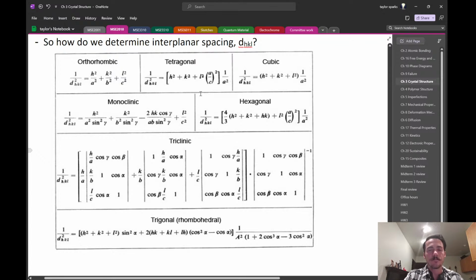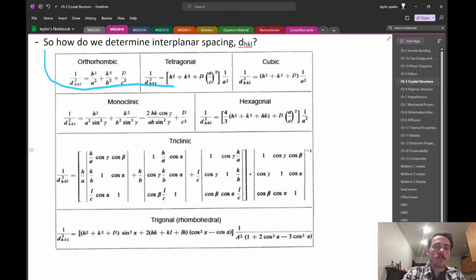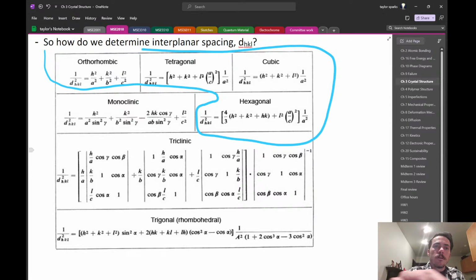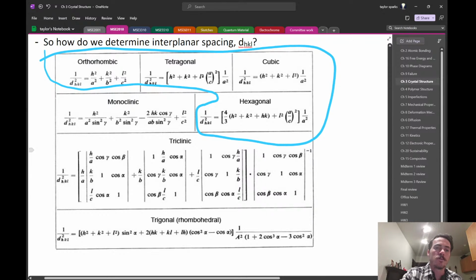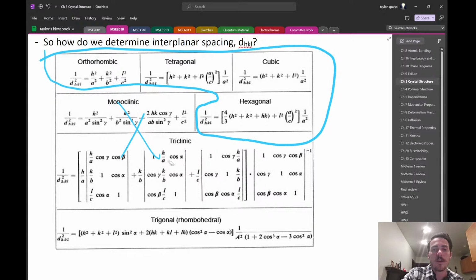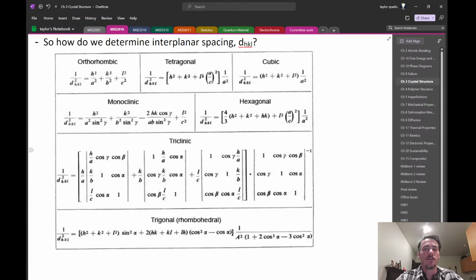In this class, I want you to have these 3 equations on your note sheet, because I could ask you any of those 3. These ones are all a lot harder. I'm not going to ask you to do that on a midterm or a final, but with an Excel spreadsheet or some sort of Python software, you could easily calculate those as well. Not that big of a deal.